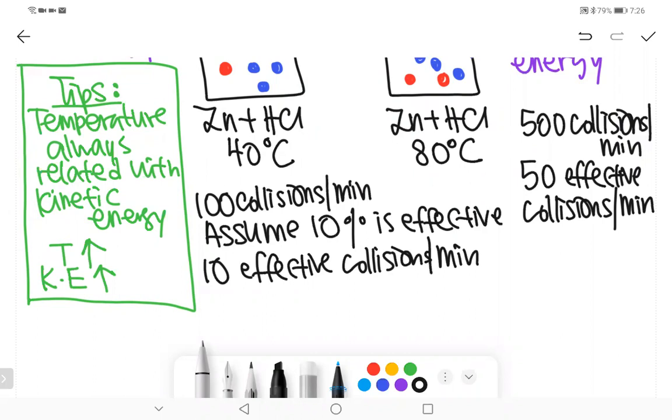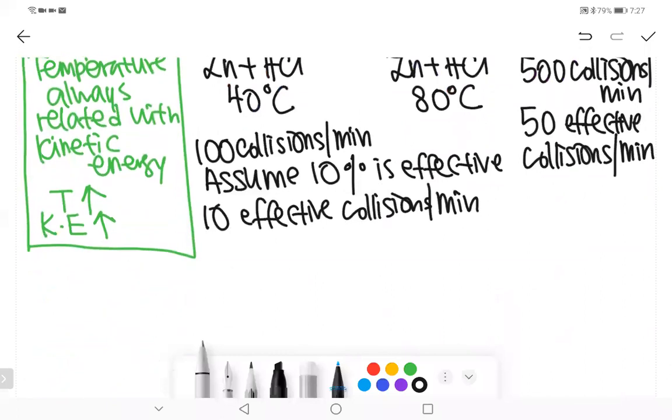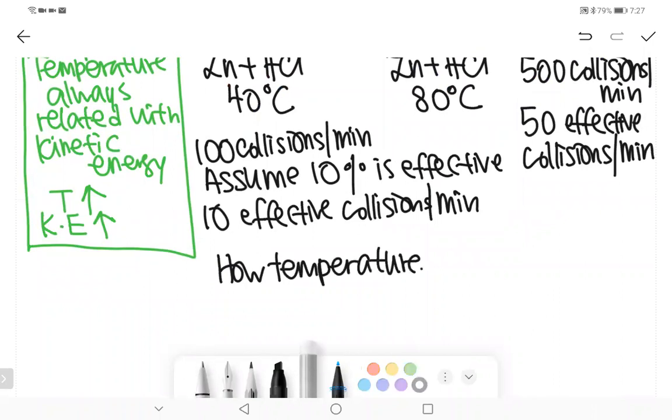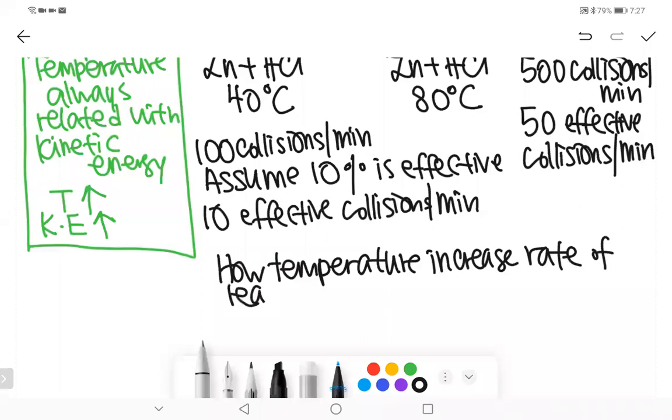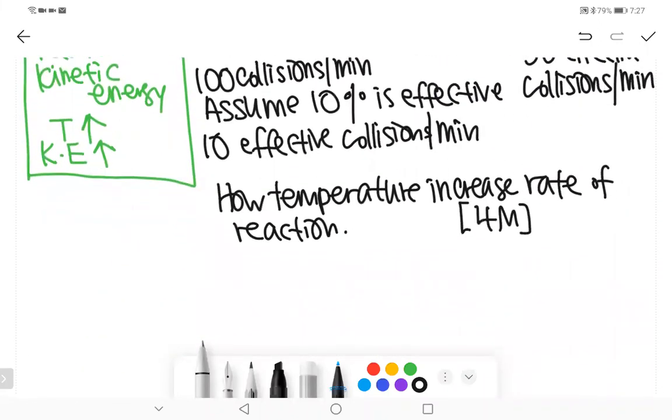All right, good. Now, how are we going to write this? If in the exam they give us a sample question and ask how temperature increases the rate of reaction, and they give us 4 marks, how are we going to answer it? First of all, you can write something like this.